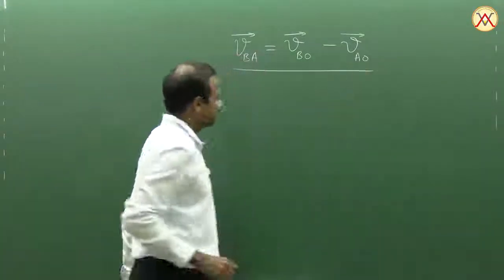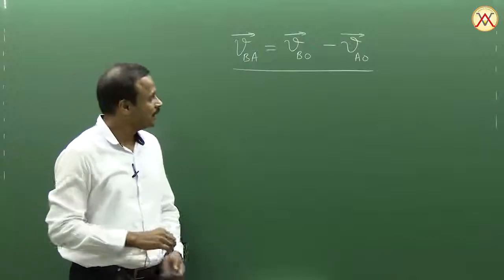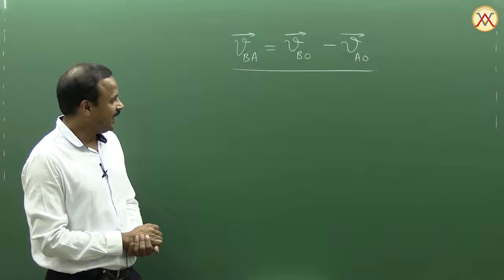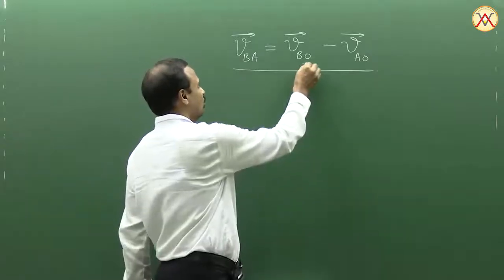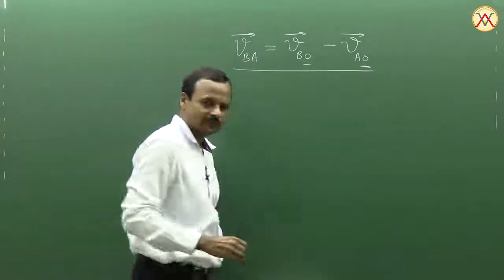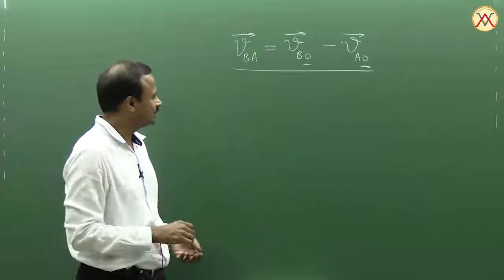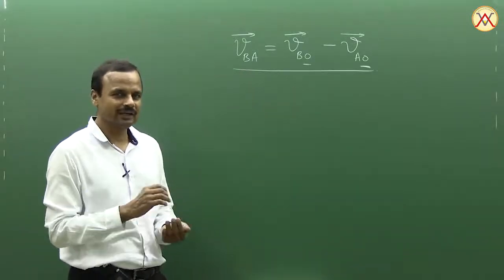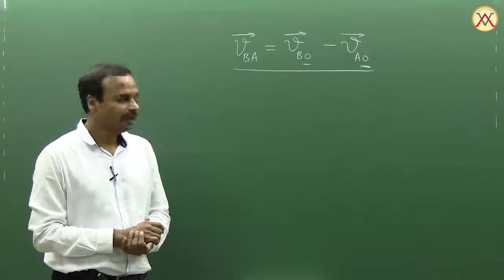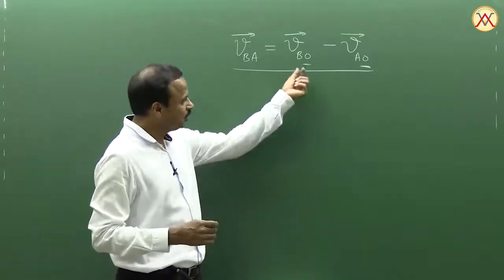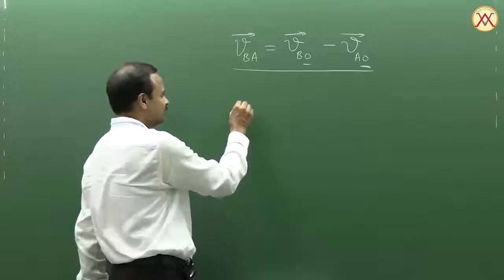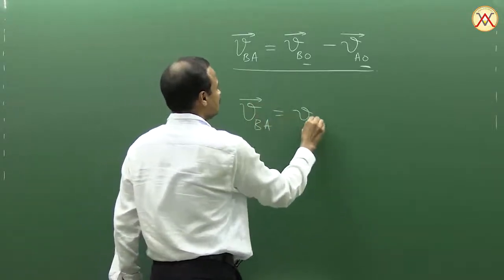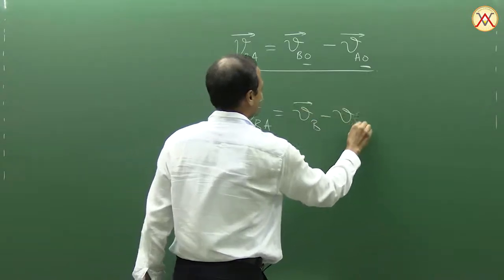We are using this equation very frequently in our problems of relative motion, and this O here was our ground observer. If you look at the derivation of this result, O is the ground observer. Now if O is the ground observer, we very often do not mention this O here. We simply write the vector V_BA is equal to vector V_B minus vector V_A.